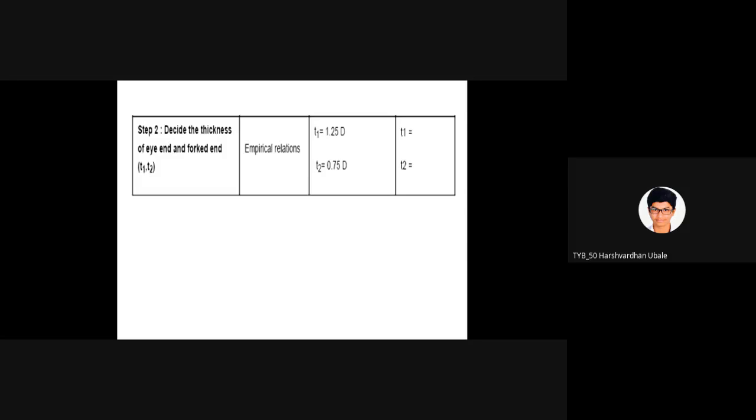Nilesh Kadam. Yes, sir. What is the value of T1? 41.25. Okay. You can approximate it to 42. What is the value of T2? 24.75. You can take it as 25.